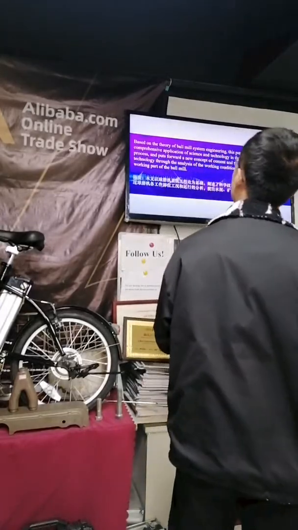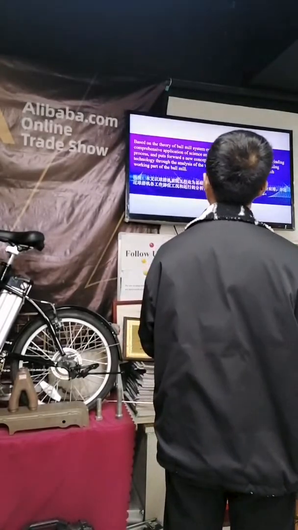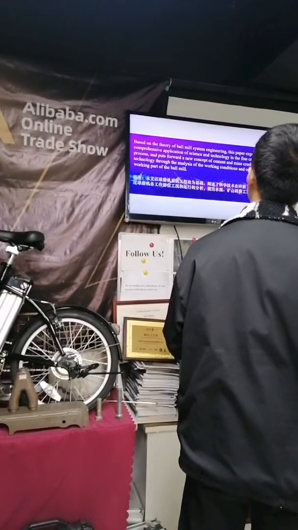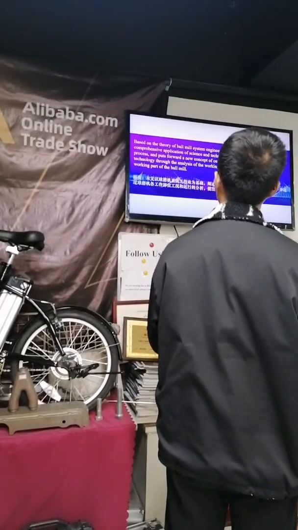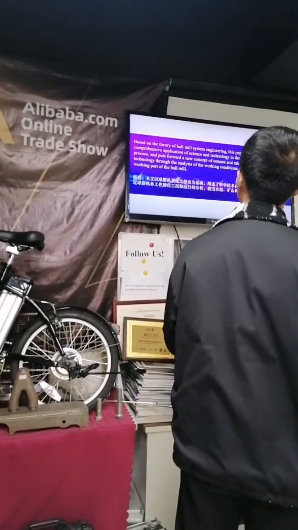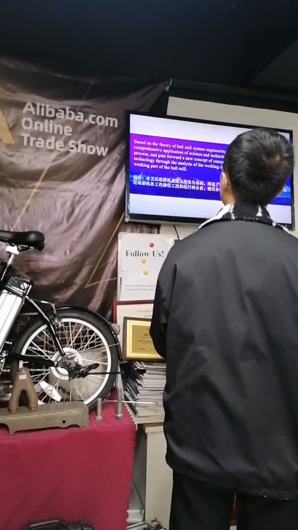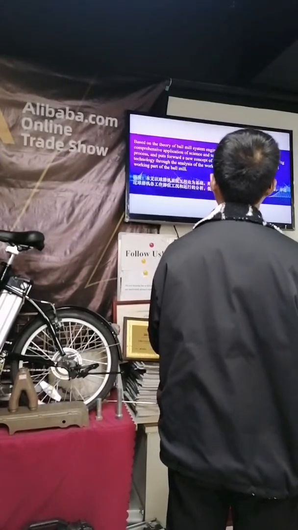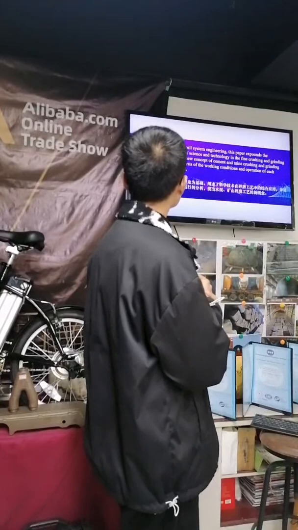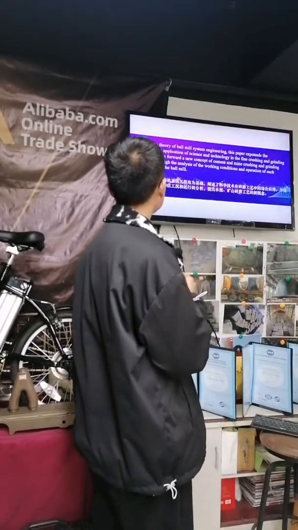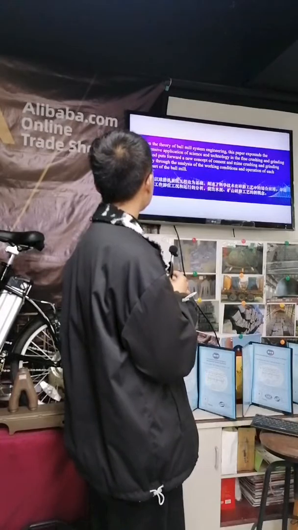Okay, the next part. The first is based on the theory of ball mill system engineering, and this paper expands the comprehensive application of science and technology in the fine crushing and grading process, and puts forward a new concept of mine crushing and grading technology through the analysis of the working condition and the operation of each working part of the ball mill.